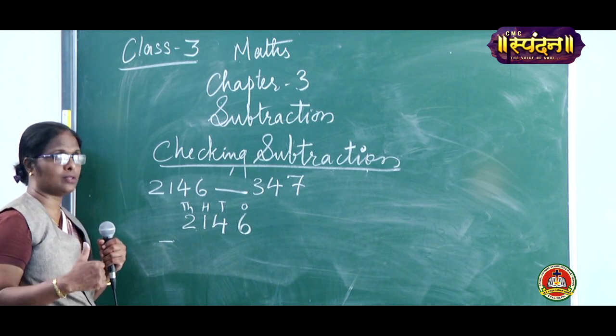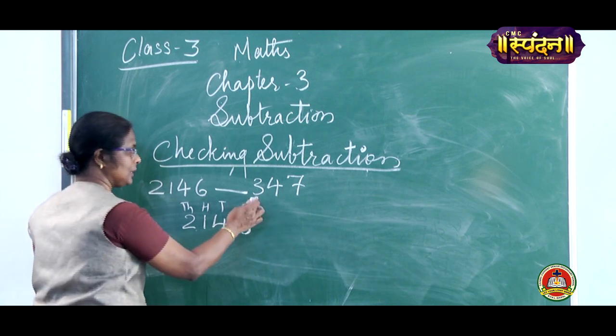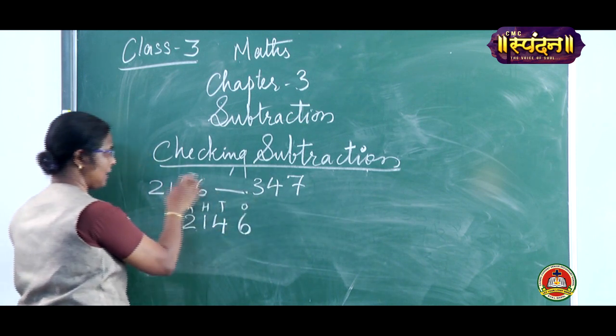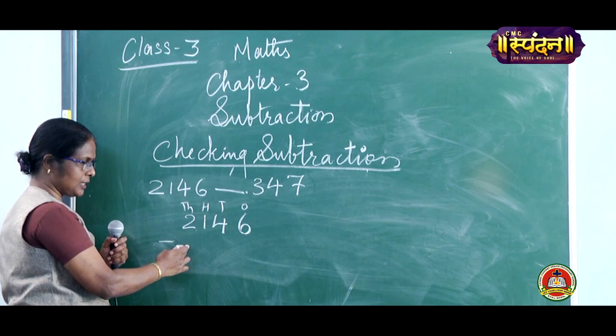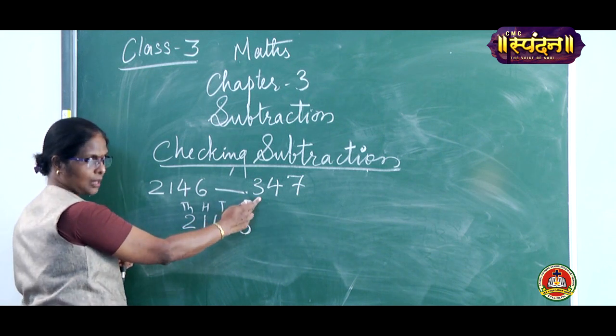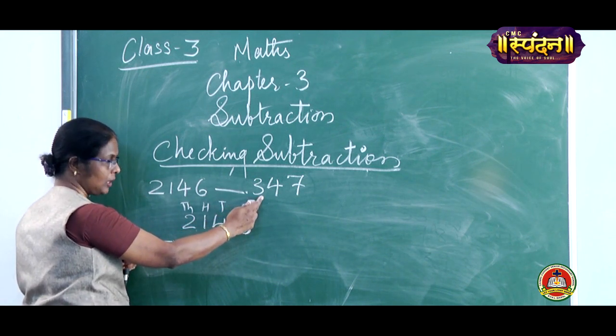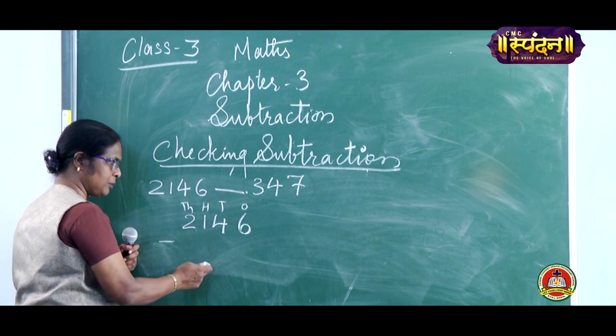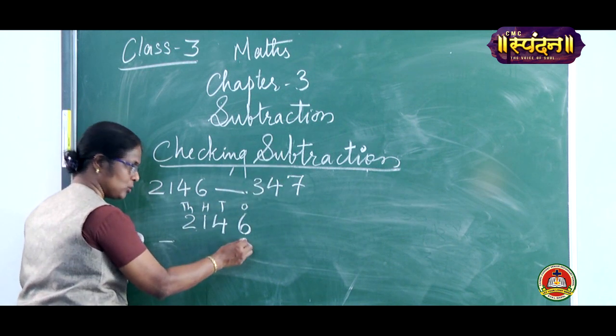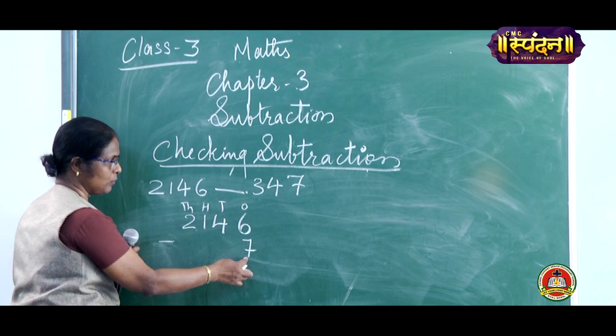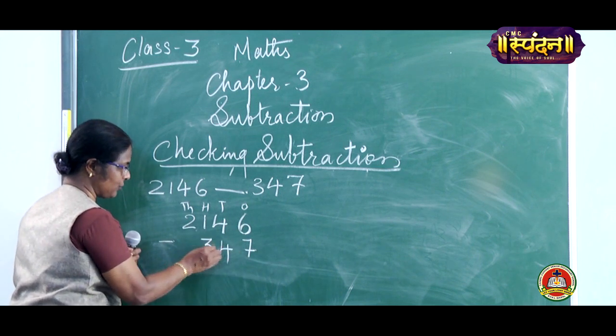Don't write 3 first, because here only 3 digits are there and this is a 4-digit number. If you start writing from here, 3 is not in the thousands place, 3 is in the hundreds place. So either you write 3 in the hundreds place or start writing from 7. So I write from 7: 7 in the ones place, 4 in the tens place, and 3 in the hundreds place.